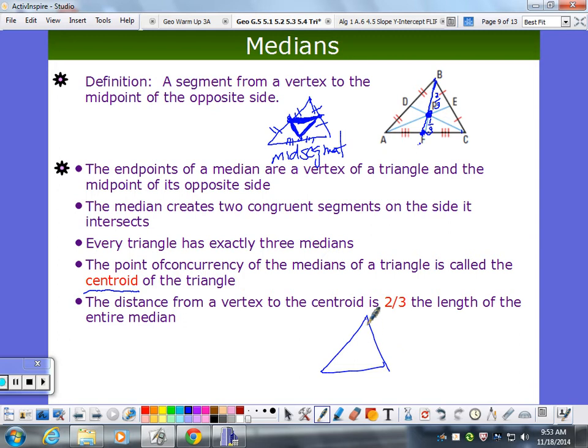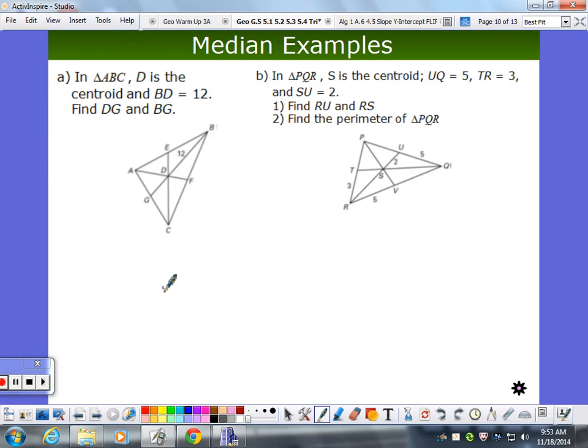So what? So if I've got a whole bunch of medians here, and let's say this whole thing is 12, what would the length of this piece from the vertex be? 2/3 of 12, which would be 8, and then 1/3 of 12 is 4. So they kind of break up that way. Okay, so let's look at a couple median examples here.